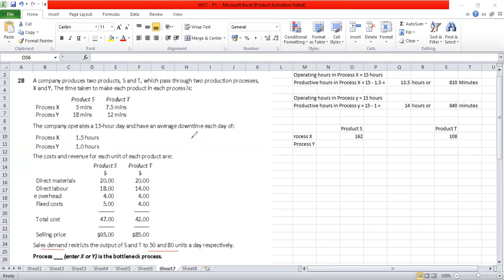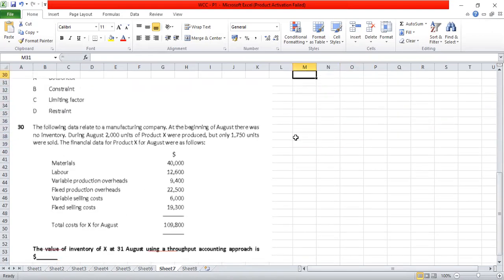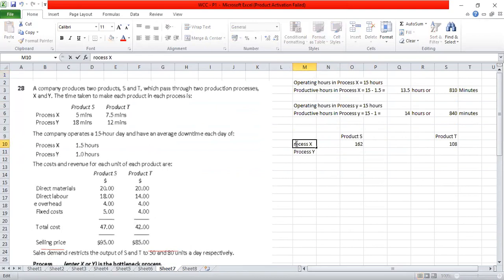If it takes 5 minutes, so the point here is, in process X, if it takes 5 minutes for making each product, the time taken to make each product in each process. So for product S, if it is taking 5 minutes, and with the available 810 minutes, how many units of this product can be produced? That's the question. If we look into that, we got 162 for product S and 108 for product T.